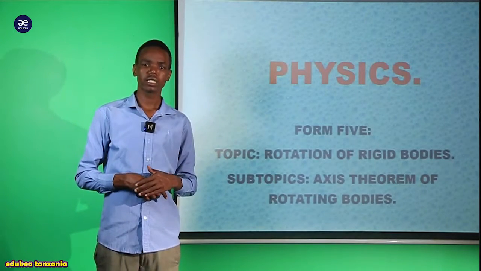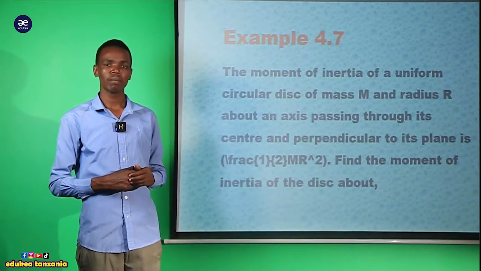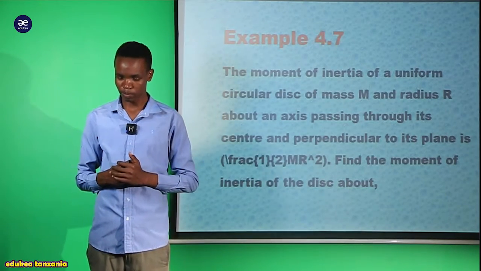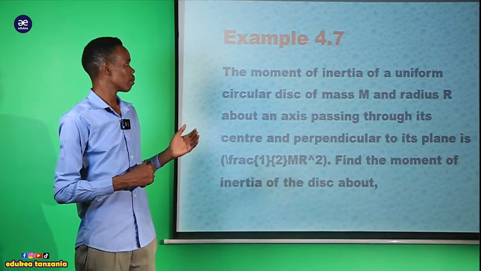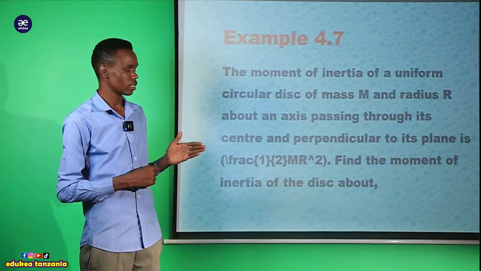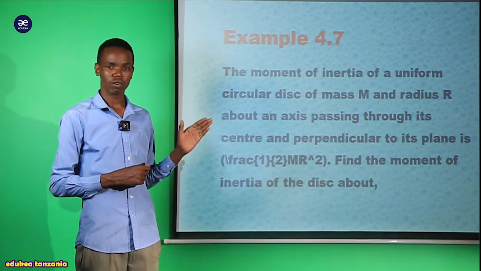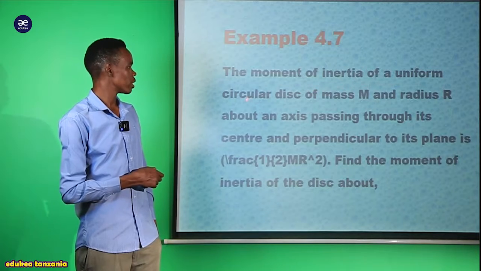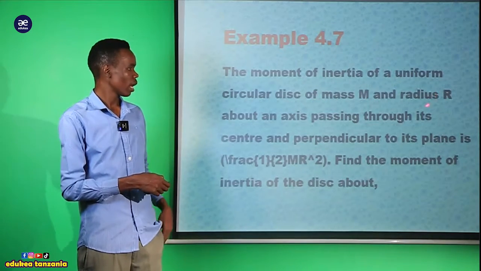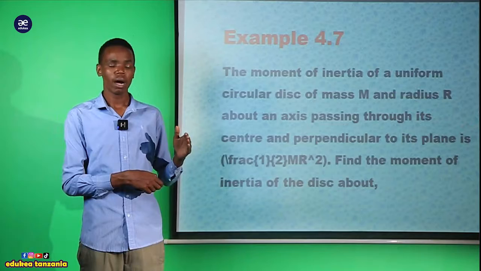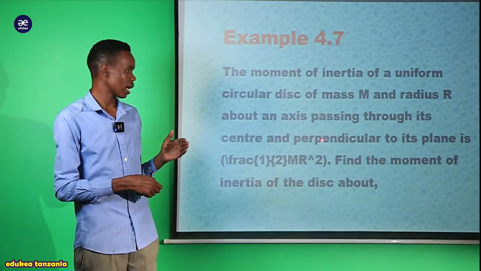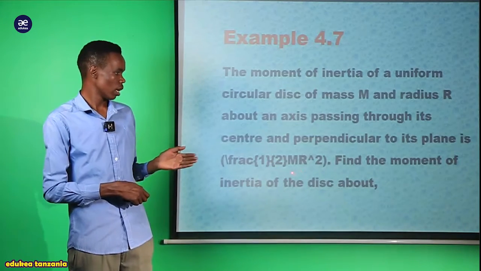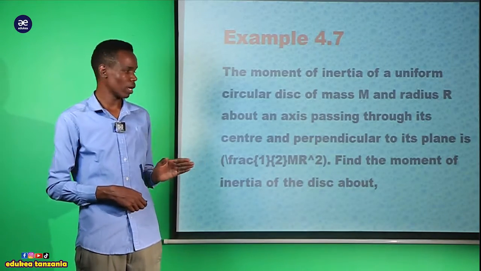But for our discussion today, we are going to see some examples related to the perpendicular axis theorem. Our example number 4.7, this is example number 7 for our first topic. Our example says that the moment of inertia of a uniform circular disk of mass m and radius r about an axis passing through its center and perpendicular to its plane is equal to 1 over 2 mr square.